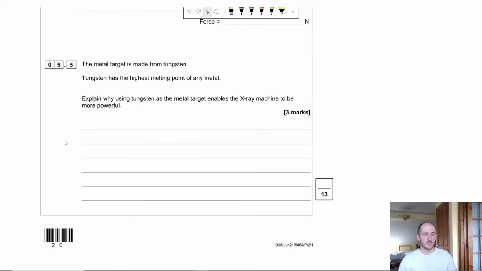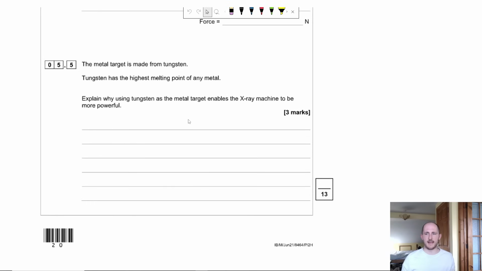That's it. So in the previous part I mentioned that they use tungsten as the metal for the target. Now tungsten has the highest melting point of any metal. So why would using tungsten enable the X-ray machines to be more powerful? Well, this comes from the fact that as you collide with things, you produce heat. So if you kept punching a wall, you would eventually start heating up the wall itself. Every collision transfers kinetic energy, and kinetic energy is heat energy. So, enables the machine to be more powerful.